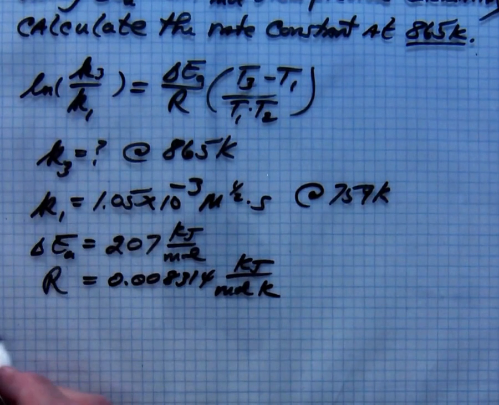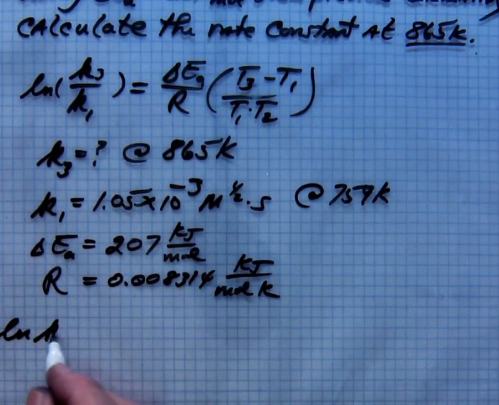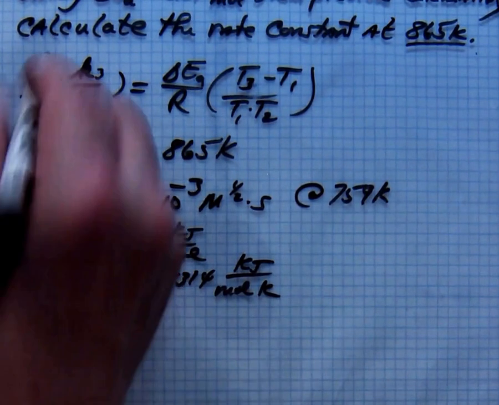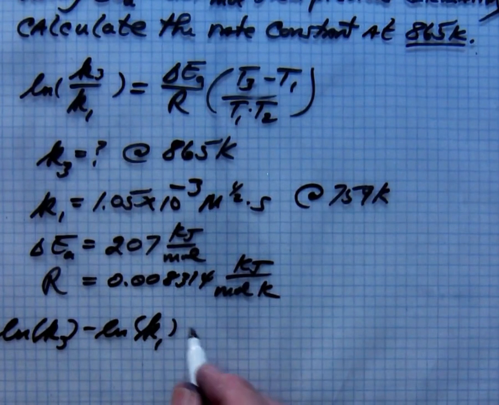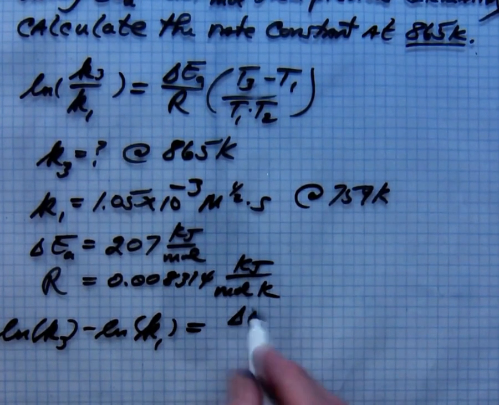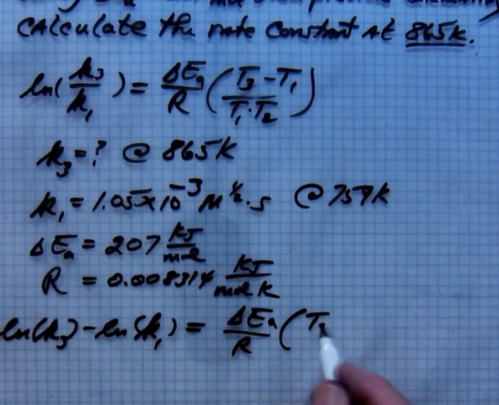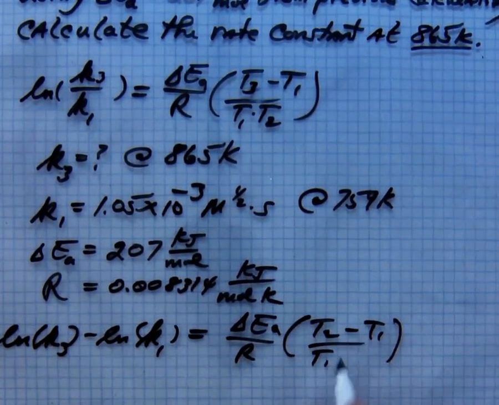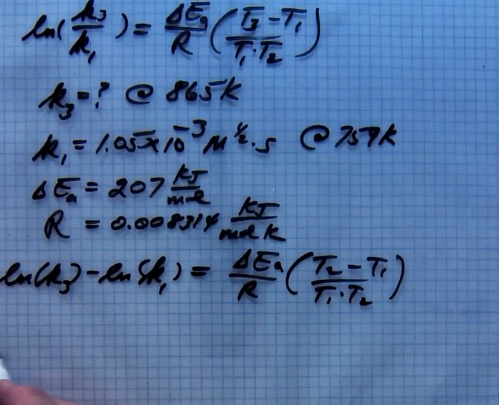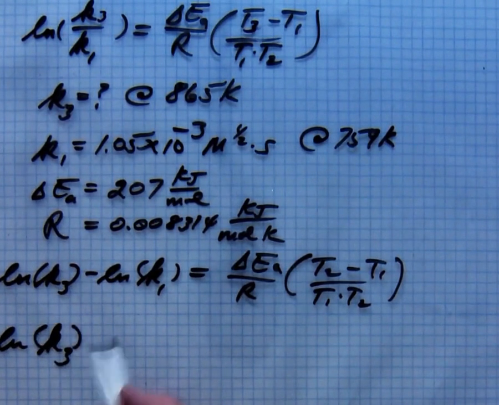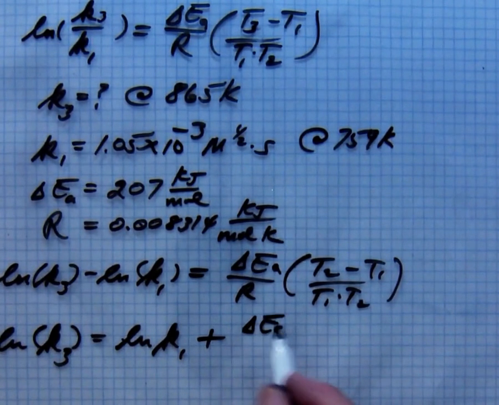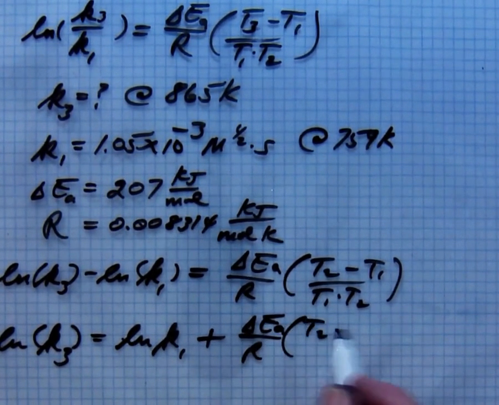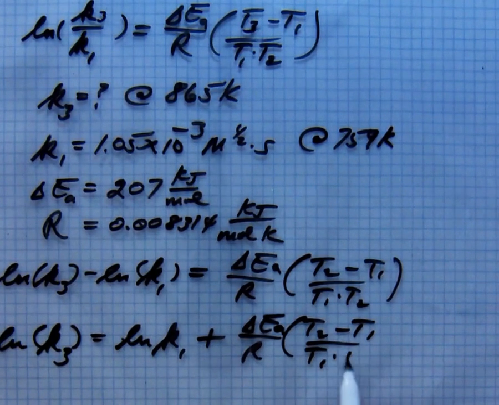So we want to substitute the appropriate values into the Arrhenius equation and solve for K3. So ln of K3 over K1 is ln of K3 minus ln of K1, which equals delta E sub A over R times T2 minus T1 over T1 times T2. Then we can solve this for ln of K3 to equal ln of K1 plus delta E sub A over R times T2 minus T1 over T1 times T2.